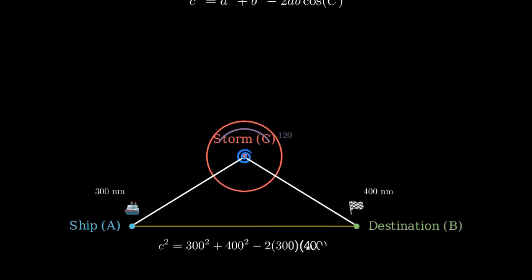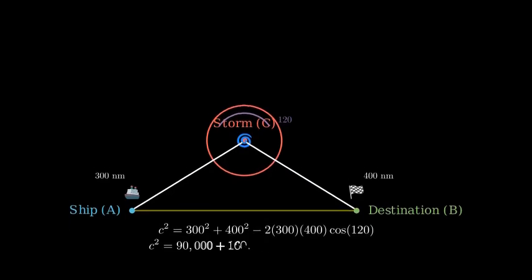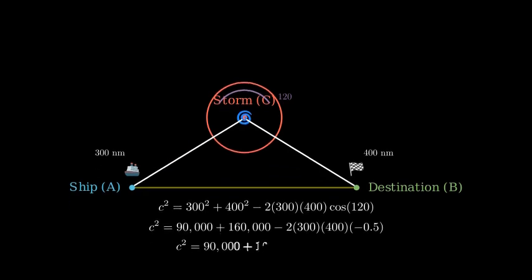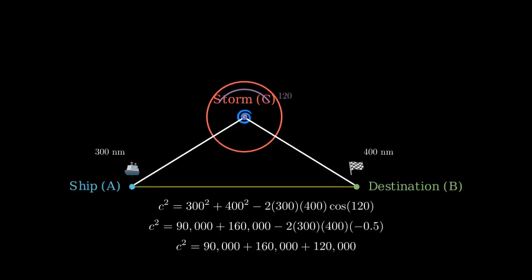Let's substitute our values. C squared equals 300 squared plus 400 squared minus 2 times 300 times 400 times the cosine of 120 degrees. First, let's calculate the squares. That's 90,000 plus 160,000. Next, for the last term, we know that the cosine of 120 degrees is negative 1/2.